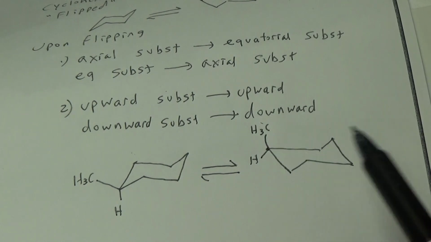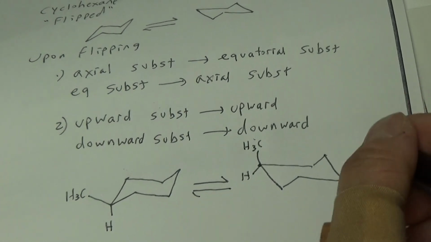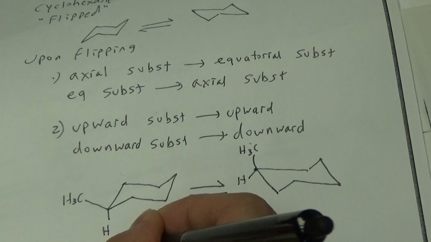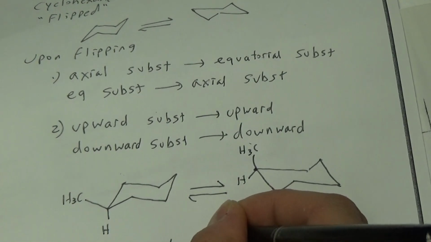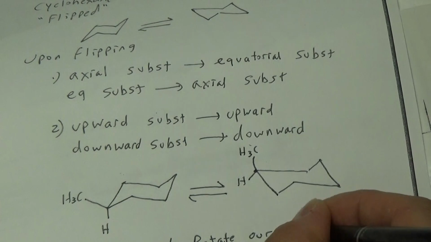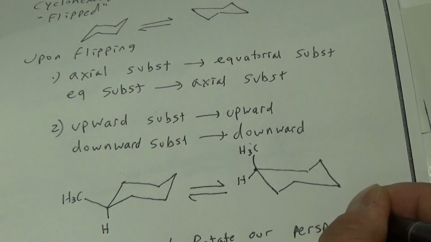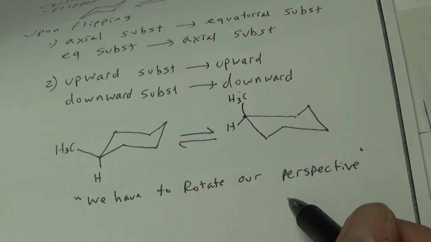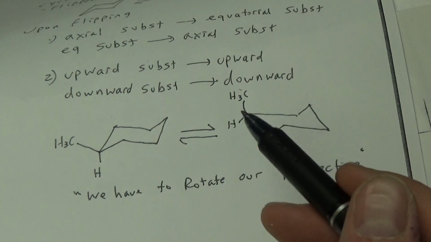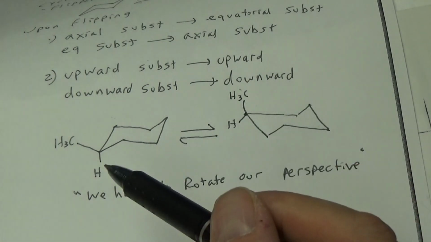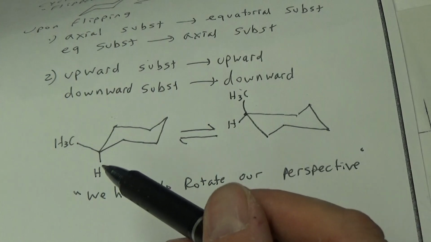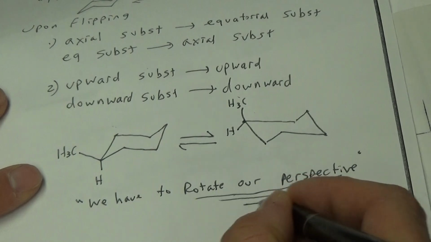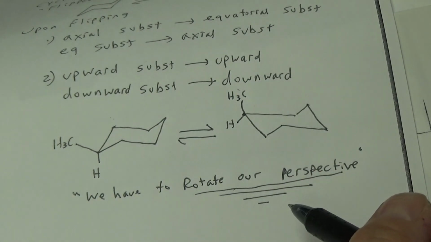A name I like to give this is rotation of perspective. So, quote, we have to rotate our perspective. When we draw these flipped forms, we rotate our perspective, and all that means is we're looking at the molecule from a slightly different angle. In order to see the correct flipped form, we have to rotate our perspective. And I don't think the book says that. It's something I say. And in my lectures, I'm going to say, rotate your perspective, rotate your perspective.